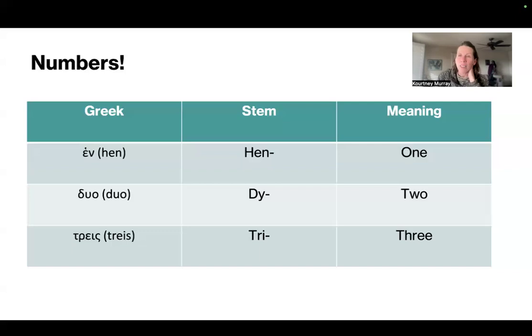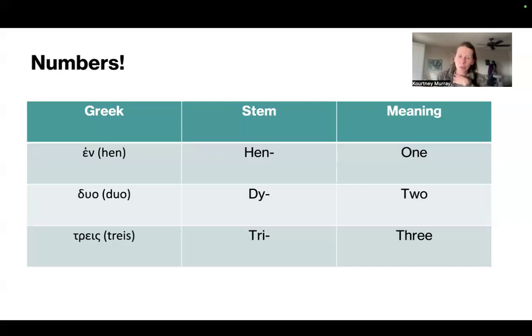Duplex is kind of related to this. That's a similar idea. Important to keep in mind that dy meaning two is going to be different from dys meaning bad. We're going to see the word dyslexia in this unit, or maybe the next unit. Dyslexia is kind of bad reading or bad word. That's going to be different than dy, where if we put dy in front of lexia, you'd have two words. So just a fun distinction or similarity.